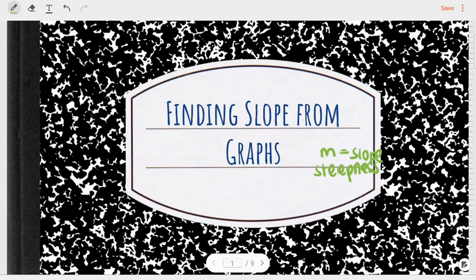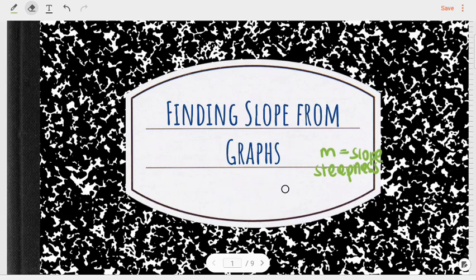As you probably observed when I was dragging that slider back and forth, when I made m larger, my line would go from this incline to this incline. It would get steeper. And that's a positive slope: as I go from left to right, my graph is going up.